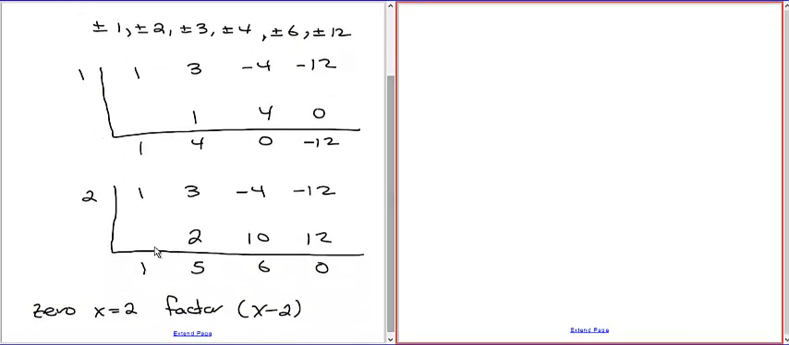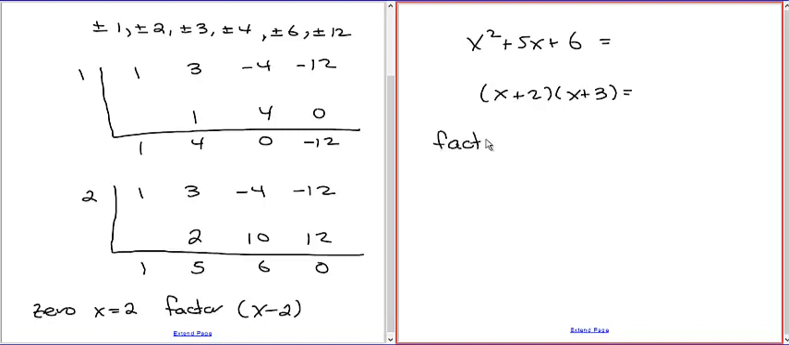And what we have left over is this quadratic, x squared plus 5x plus 6. Two numbers multiplied together give you 6, added together give you 5: 2 and 3. So that's the two remaining factors. So we have the factors of x plus 2 and x plus 3, and we have the zeros.